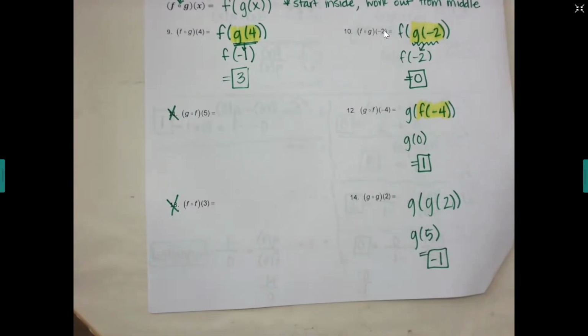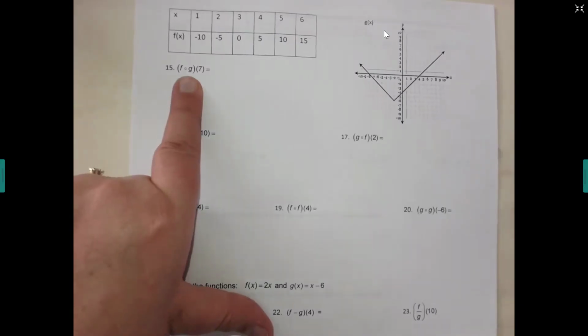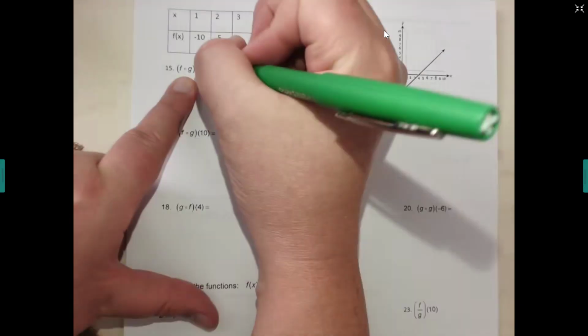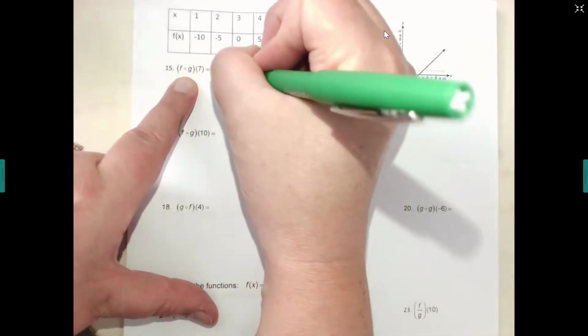So obviously the graphs go the quickest because you're just looking at the picture. Some of your questions on your homework will have a graph combined with a table. But the good news is it all works the same. So let's say I'm doing number 15. I want F composition G of 7. Then I want F of G of 7.